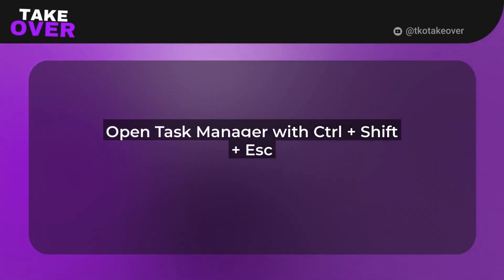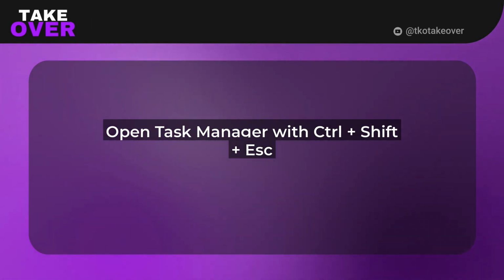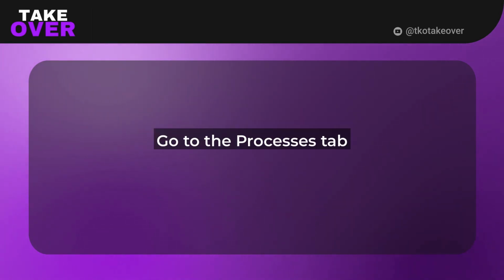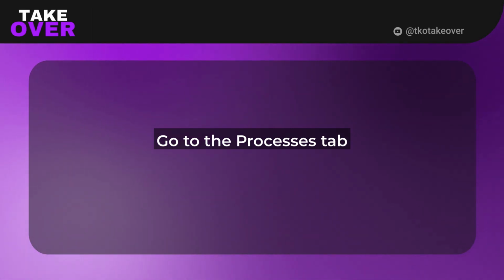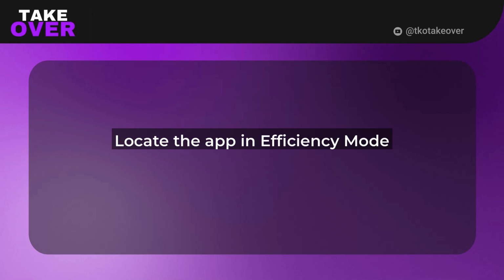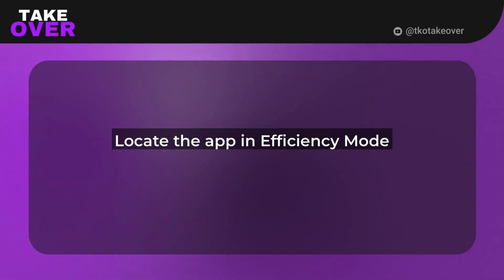First things first, make sure you're on Windows 2025 or the latest version. To start, press Ctrl plus Shift plus ESC on your keyboard to open the Task Manager. This is your go-to tool for managing processes. Once Task Manager is open, head over to the Processes tab. Here, you'll see a list of all running applications and background processes. Look for the app that's in efficiency mode.